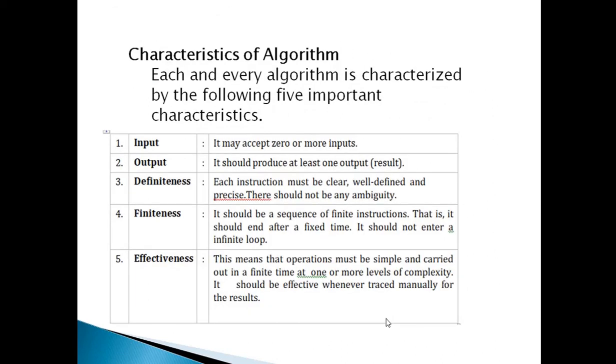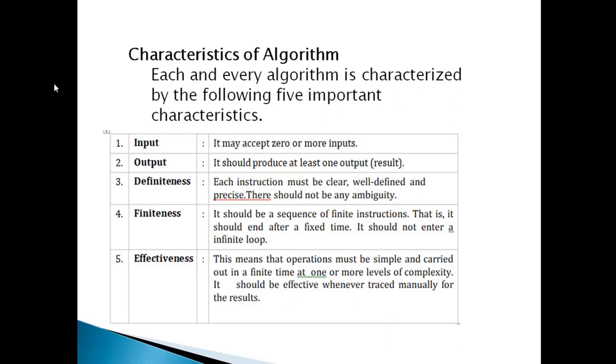Next we see the characteristics of an algorithm. The basic five characteristics of algorithms are input, output, definiteness, finiteness, and effectiveness. All these are characteristics of the algorithm. The first characteristic is input. An algorithm may accept zero or more inputs.